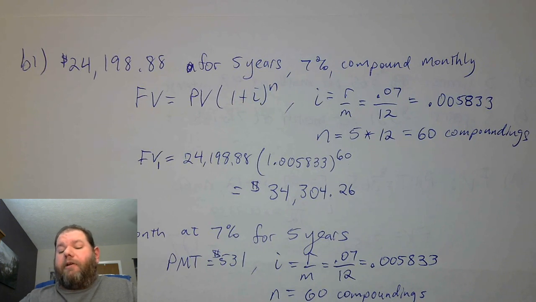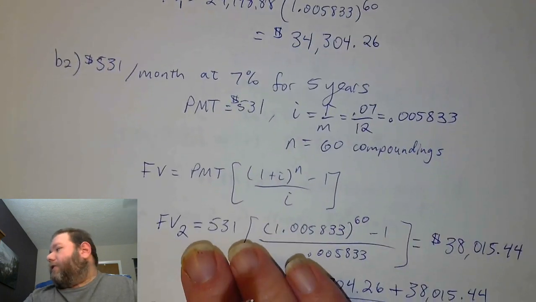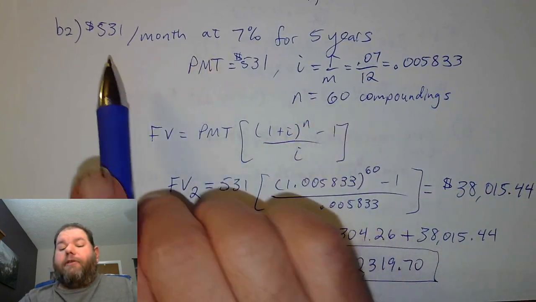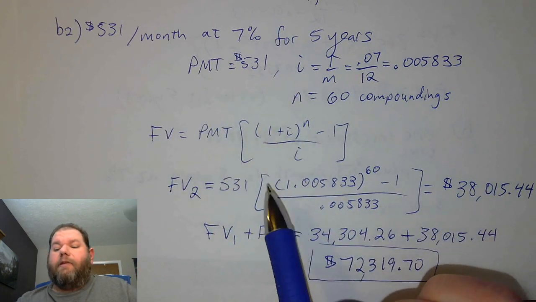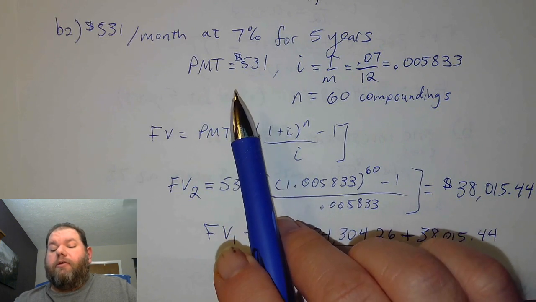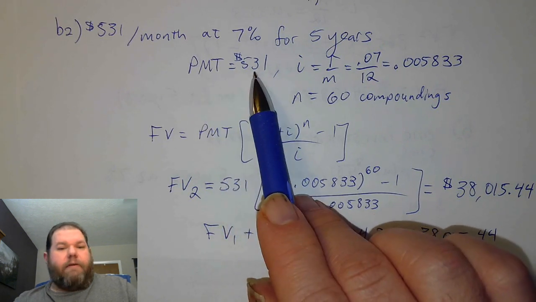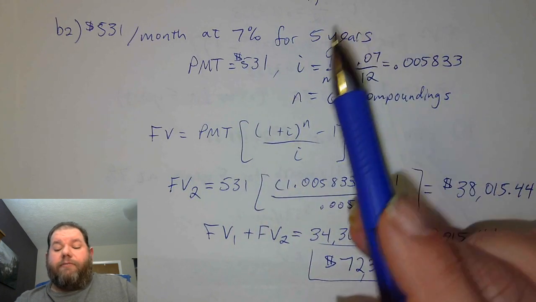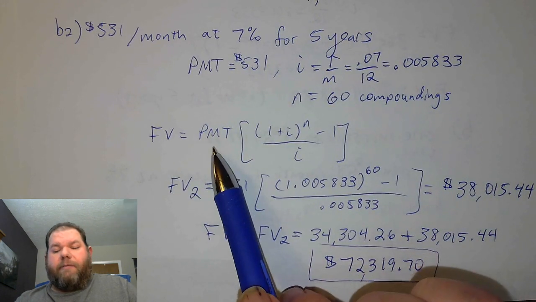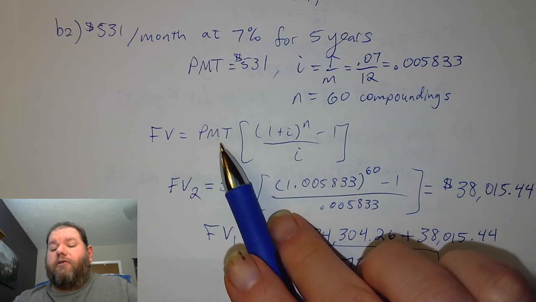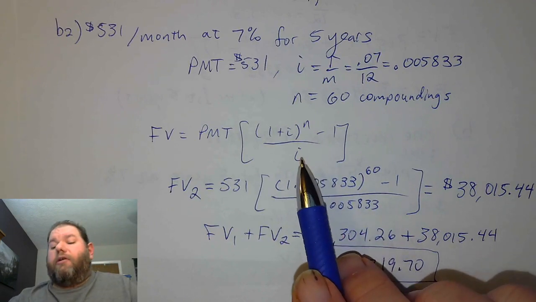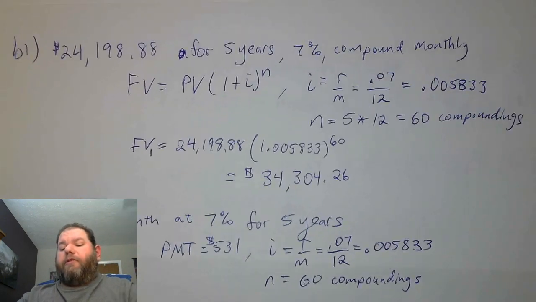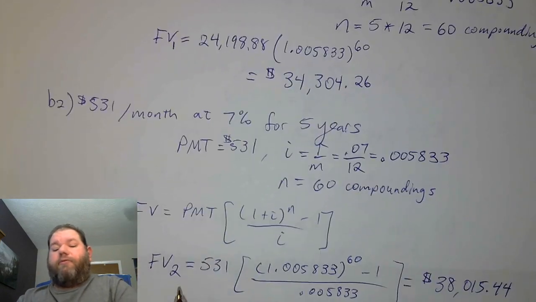$34,304.26. Now, that's not the only thing that's in the account though, because we're also making, at the same time, a monthly deposit of $531 into the same account. Now, that's our payment, $531. This is a future value problem with a regular payment versus a one-time payment. So we use our future value formula from section 3. This part was section 2. This part was section 3 of chapter 5.